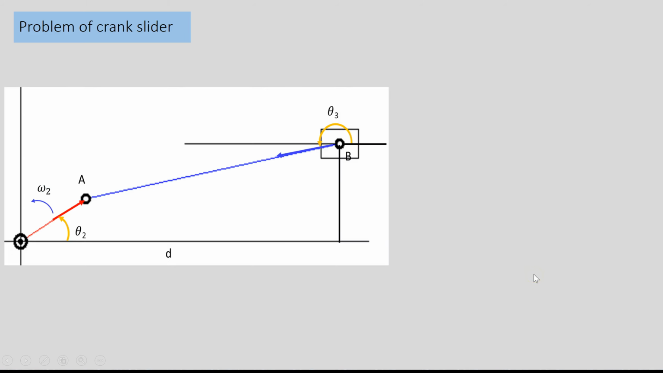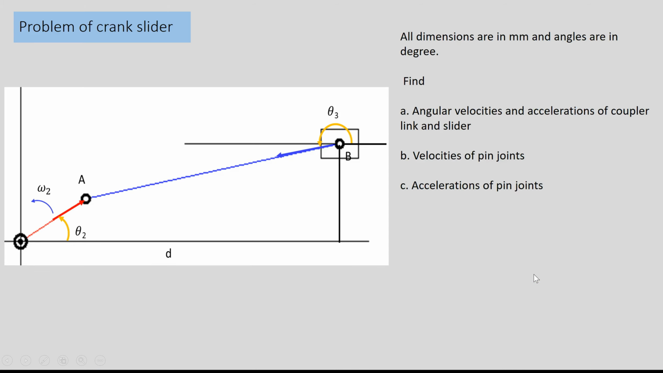Okay, to solve this problem, we need to consider a few things. For example, all dimensions are in millimeter and the angles are in degrees, and we need to find the angular velocities and accelerations of the coupler link and slider. That means we need to find the angular velocity and acceleration of link 3 and the slider, which are omega 3, d prime, and alpha 3, d double prime.